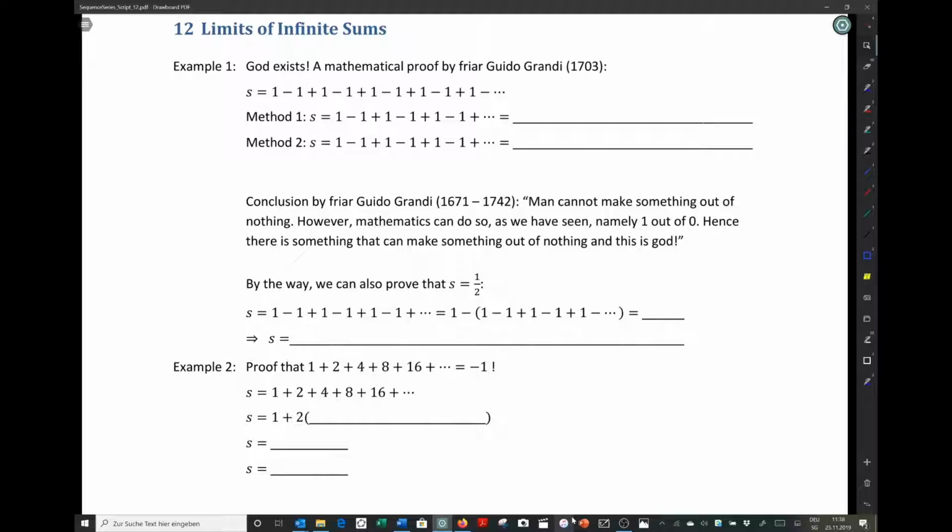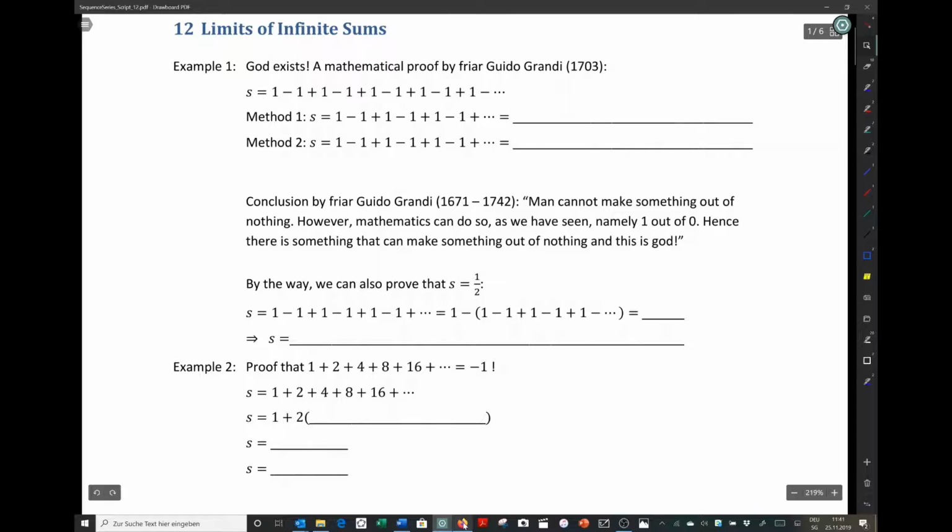And we will start immediately with a mathematical proof that God exists. It was provided by Friar Guido Grandi in the early 18th century. While you may think what an absurd idea this is, let me make you aware that there is a so-called ontological argument for the existence of God, which was introduced by Anselm of Canterbury in the 11th century and which is debated until today, so a very famous proof.